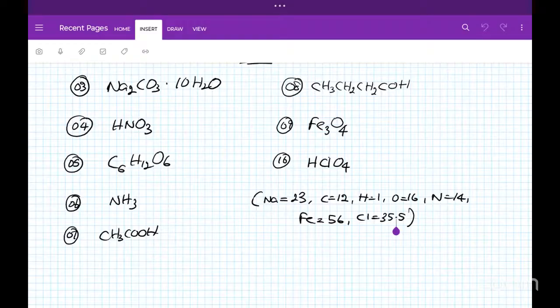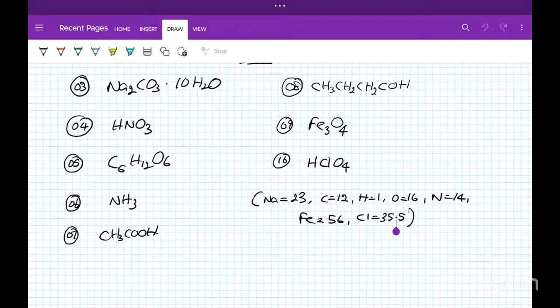I gave you some work. I hope that this is not too difficult for you. I will do one or two of these. For example, if you take Fe3O4, I have given you the atomic masses, and the molecular mass can be calculated in this manner: 3 into 56 plus 4 into 16. So you can do the math for this one, right?